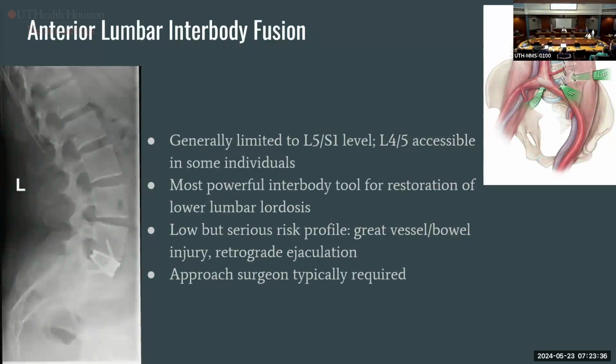So ALIFs, these are really for the lower lumbar spine, generally L5-S1, sometimes 4-5. These are the best of these MIS tools at restoring disc height and lumbar lordosis. So it is a very powerful tool. There is a lower risk of bad complications with this, but when there are bad complications, they're incredibly bad. So large vessel injury, bowel injury, retrograde ejaculation. And for that reason, most of the time, most spine surgeons use an approach surgeon for this.